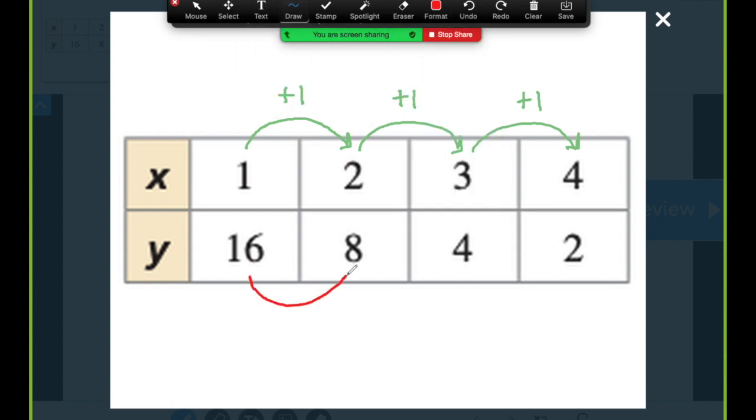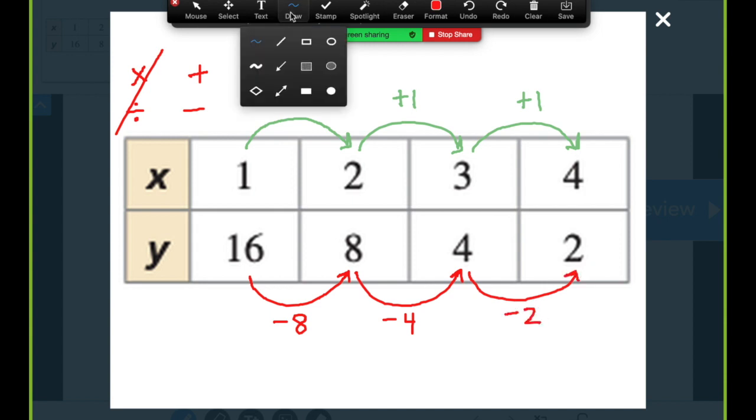I see here that we have 16 to 8, and that is subtracting by 8. And remember, like I said before, we do not look at multiplication or division. We only look at addition or subtraction. So 8 to 4, by subtracting, I would get minus 4. And then 4 to 2 is just subtracting by 2.